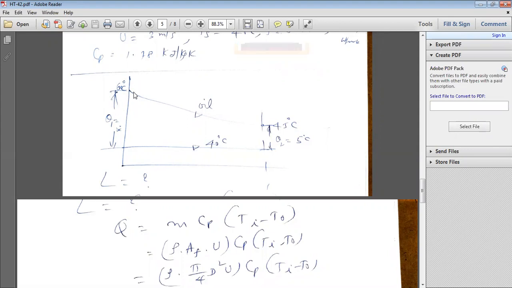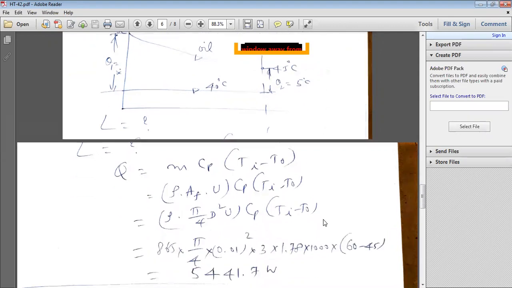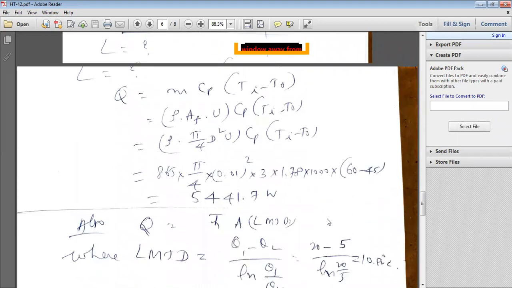So theta 1 here 60, here 40. Theta 1, 60 minus 40, 20 degrees. And theta 2, 45 minus 40, that is 5 degrees centigrade. But how do you find out the length of the tube? For that, you require the h value as well as the Q value.